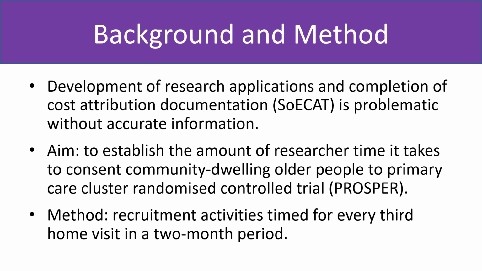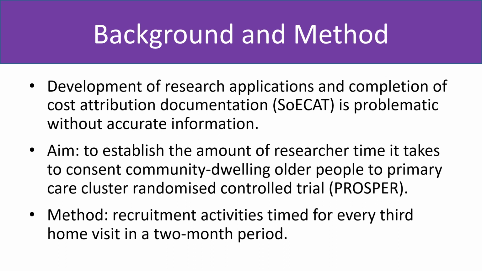We set out to establish the amount of researcher time it takes to consent community-dwelling older people to the personalised care planning for older people with frailty feasibility primary care cluster randomised control trial, PROSPER. In this trial, older people expressing an interest in participating were visited at home in order to gain consent and undertake baseline data collection. We timed activity for every third visit we made in September and October 2019. These months were chosen to avoid school holidays and extreme winter weather, so we would be recording typical travel times.